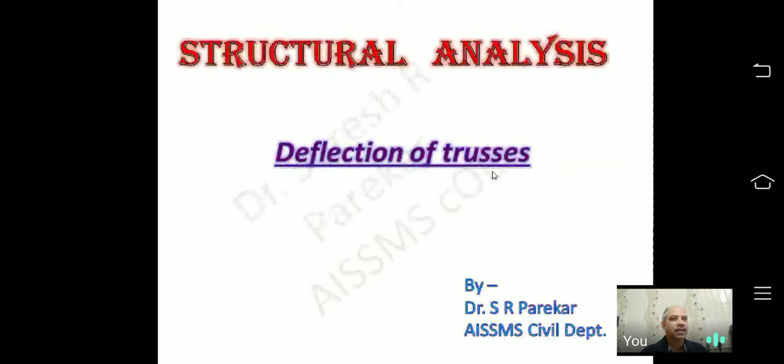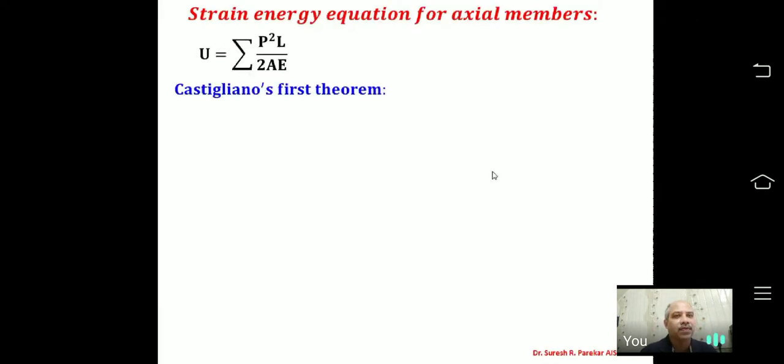Now in this, we will first see the strain energy equation for axial members. U is equal to summation P square L upon 2AE. Now using this equation we are going to find out the deflection using Castigliano's first theorem.